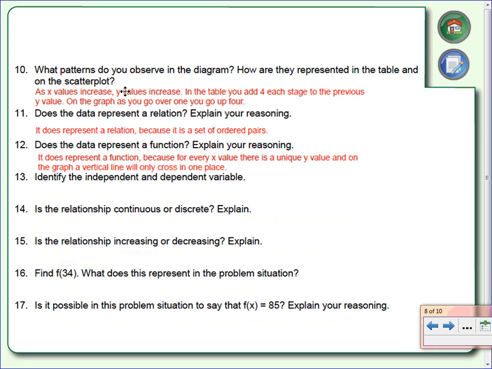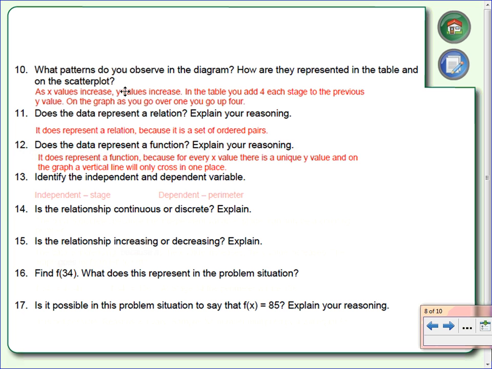Okay, number 13, they want us to identify the independent and the dependent variables. So, Diego, you're going to help me out with this one, all right? They want to know what are the x's and what are the y's. So I want you to go back to your table for me. The x values, what did they represent in the table? The stage. And what did the y values represent? The perimeter. All right, very good.